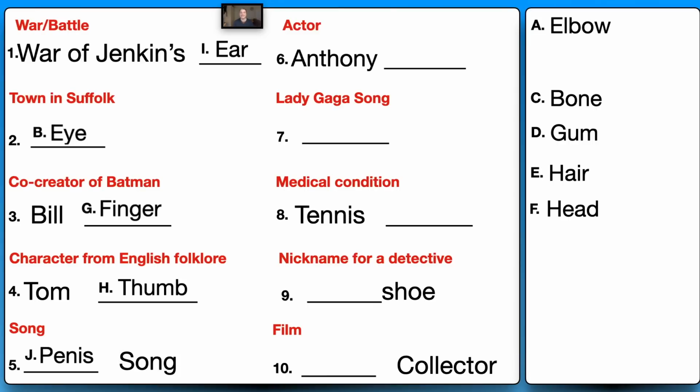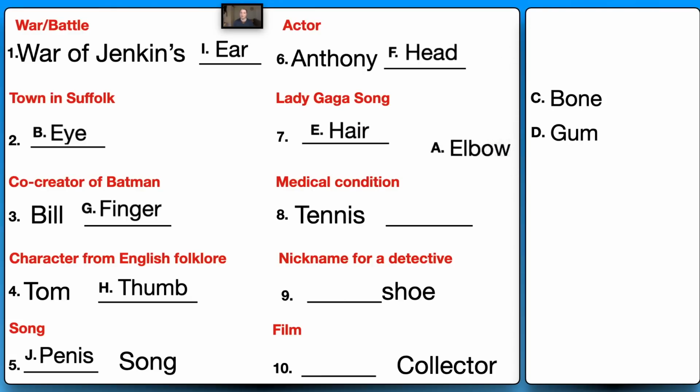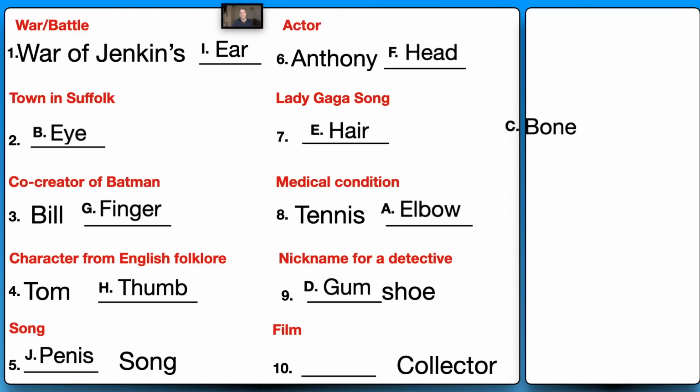Number 6, the actor who was in Buffy is Anthony Head. Number 7, the Lady Gaga song is Hair. Number 8, the medical condition is tennis elbow. And number 9, the nickname for a detective is Gumshoe. And the last one, the film, is Bone Collector. Well done if you got most of those.